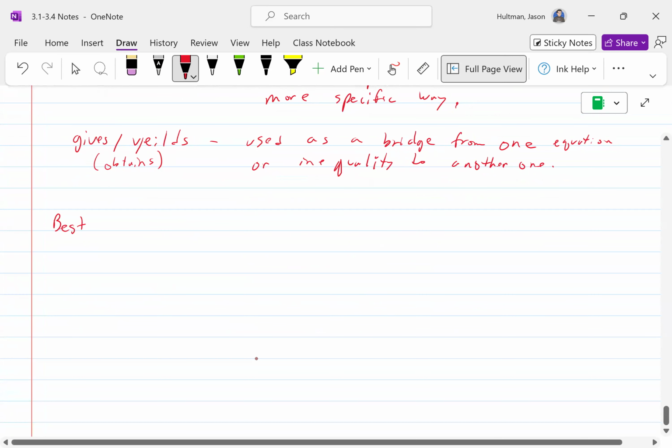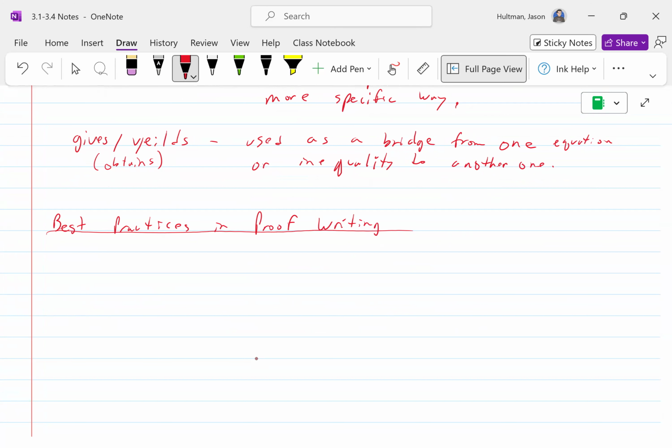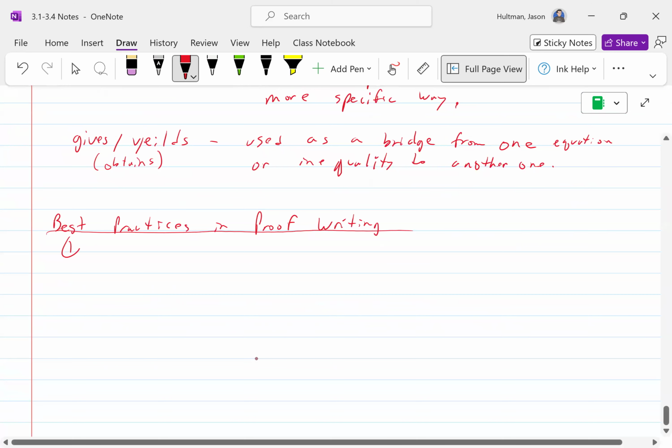Okay, best practices in proofwriting. You want to write a proof like the pros? Follow these five guidelines. Number one, indicate when the proof starts and stops using proof, colon, and a square.